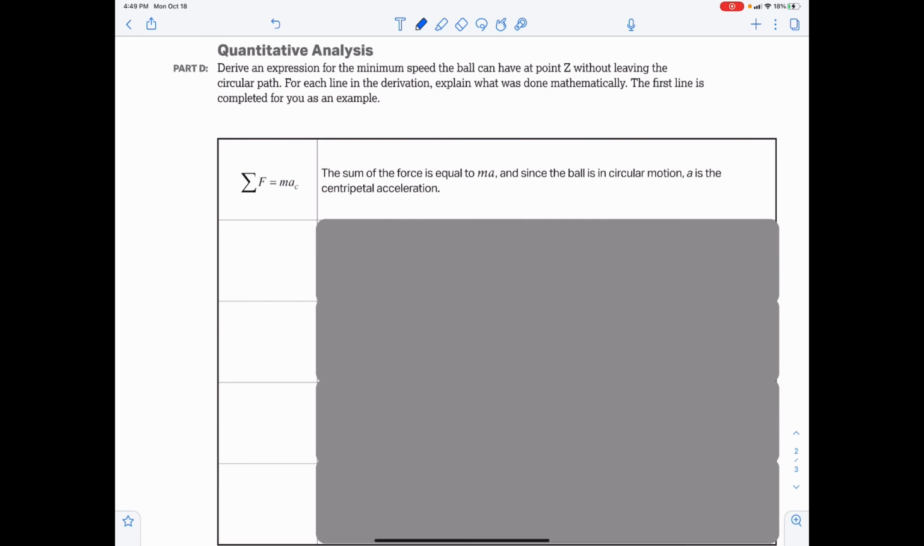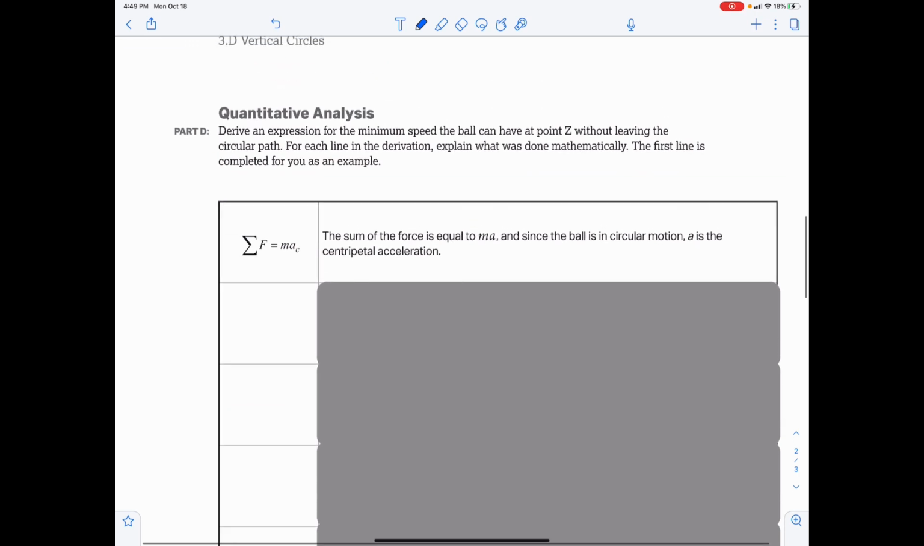Part D. Derive an expression for the minimum speed that the ball can have at point Z without leaving the circular path. For each line in the derivation, explain what was done mathematically. The first line is completed for you as an example. Net force equals MAC. Description: the sum of forces is equal to MA, and since the ball is in circular motion, A is the centripetal acceleration.